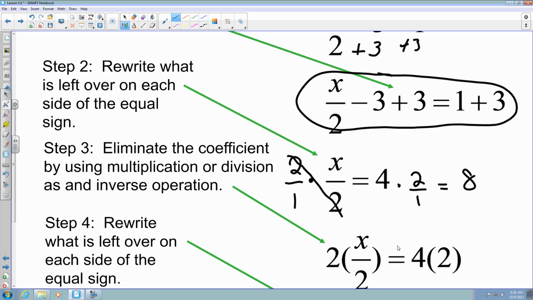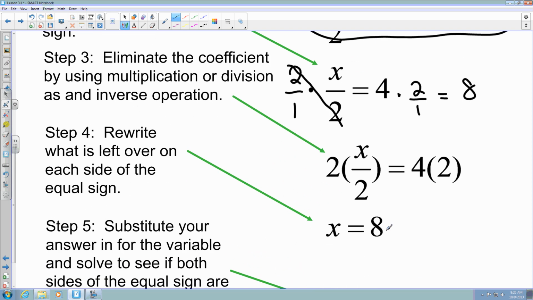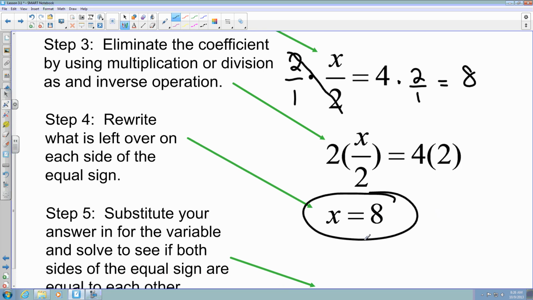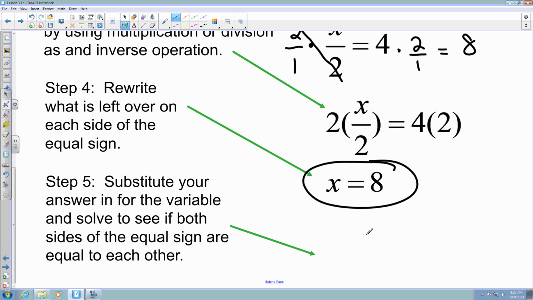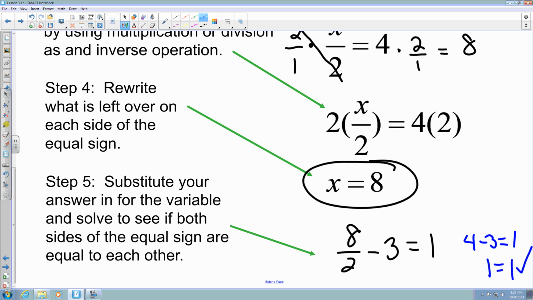So that means x equals 8. And if you were unsure if that was your answer, let's plug it back into the original equation. So I have 8 divided by 2 minus 3 equals 1. Well, I know that 8 divided by 2 is 4. And if I subtract 3 from that, does it equal 1? Yes, it does. So it checks out.